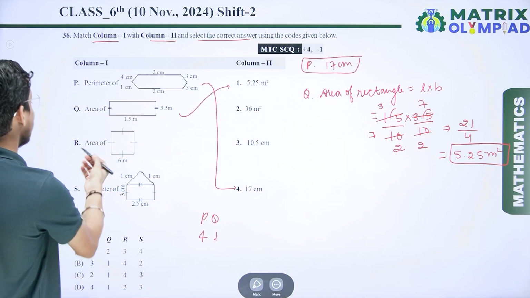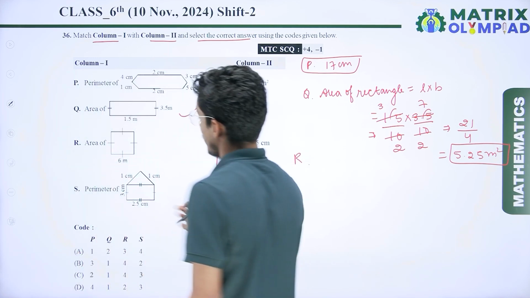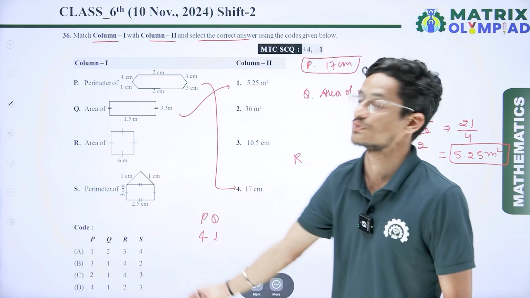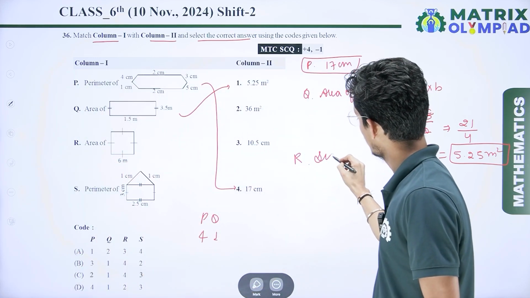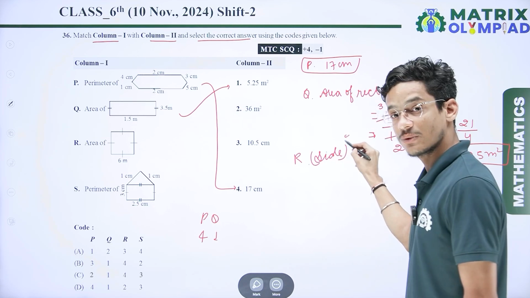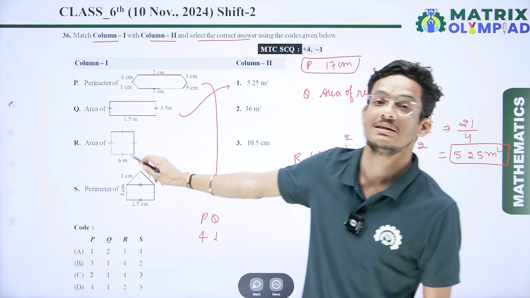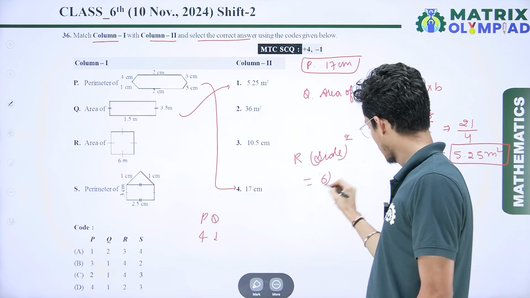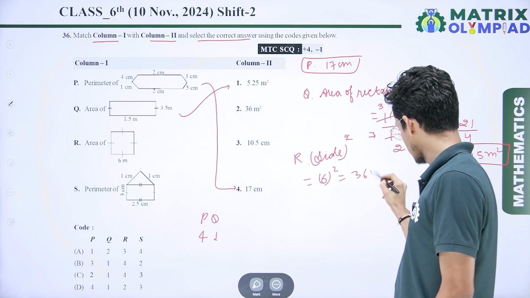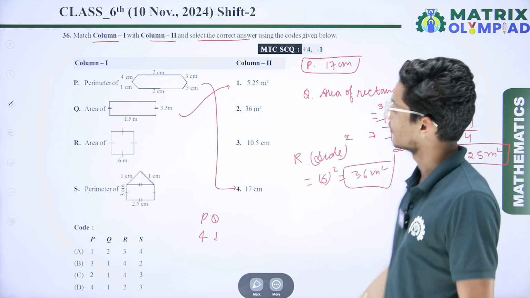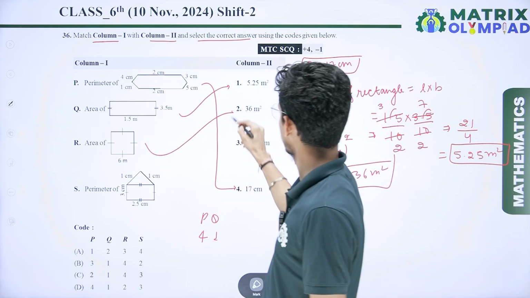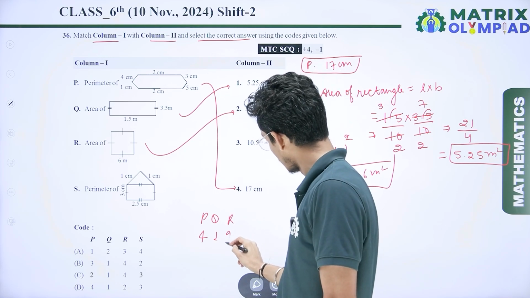If I talk about R, here we have a square and we have to find the area of the square. So the area of a square is side squared, and the side is given here as 6 meter. So 6 squared is 36 meter square. This is the area. So I can say that R is connected to 2. So here R is connected to 2.